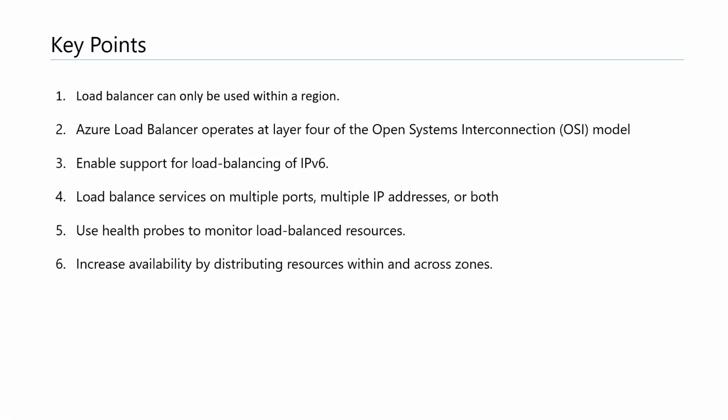Azure Load Balancer operates at layer 4 of the OSI model, which means it does not have control over the path or any HTTP-related or application-layer settings. It supports IPv6 addresses as well. It load balances services on multiple ports, multiple IP addresses, or both.